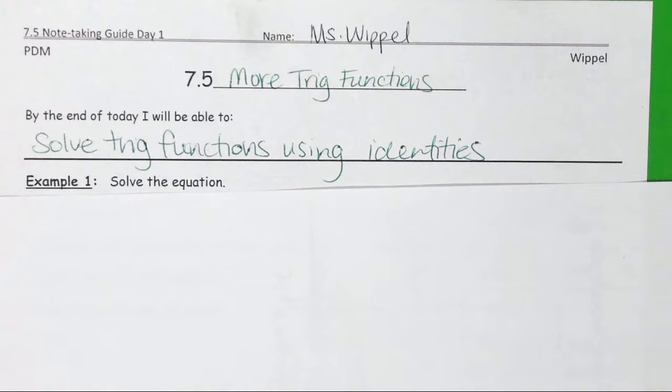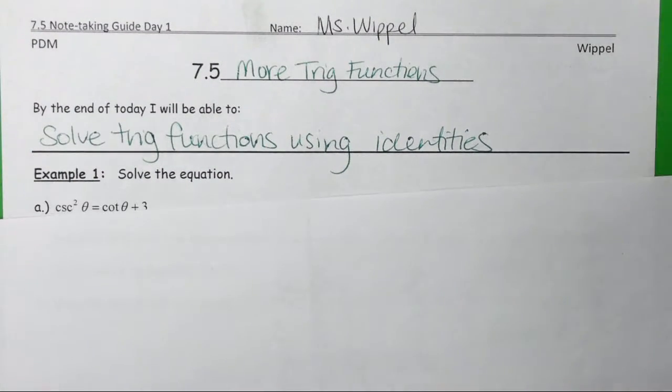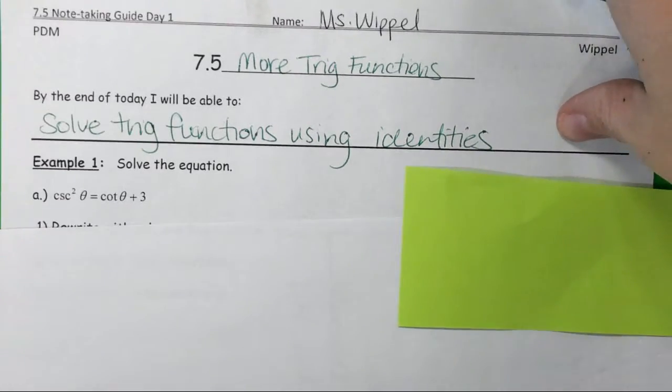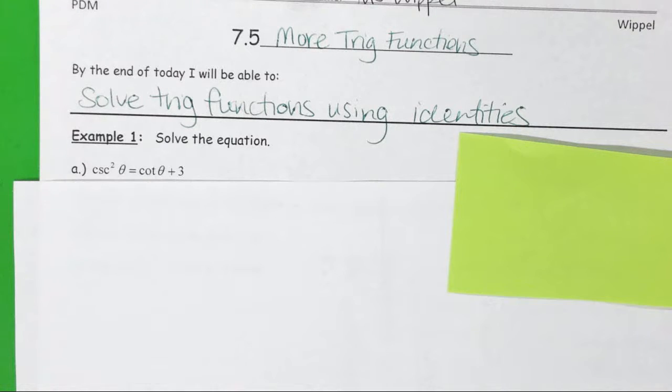You want your unit circle, and you're welcome to have your identity sheet out, but I'm going to show you a few things with your identities. All right, so let's look at part A. For part A, we have the cosecant squared of theta equals the cotangent of theta plus 3.